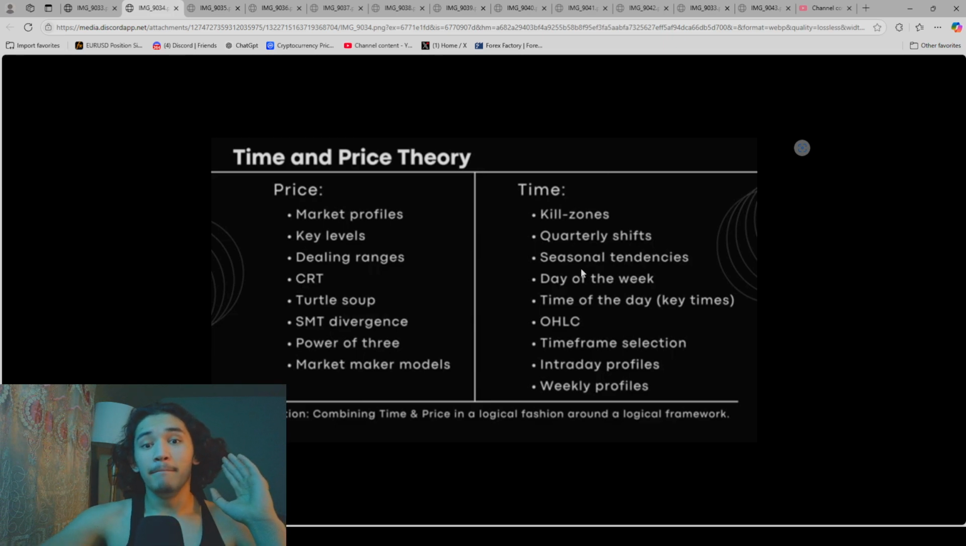So this is a monthly and a yearly type of concept, right? Day of the week is a time concept. Time of the day, key times are a time concept. Basically, what this means is a kill zone. The same thing is kill zone, right?